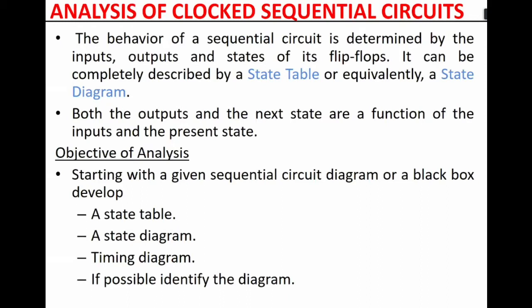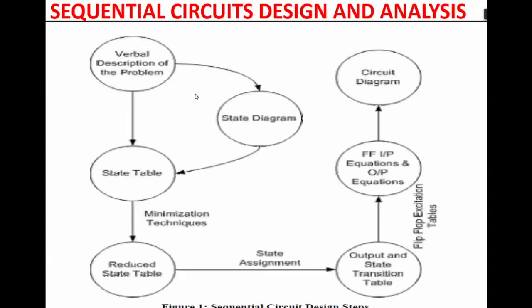So when you are told to analyze a sequential circuit, what do they want? They will give you a circuit diagram or a black box, and then you need to develop a state table, a state diagram, sometimes a timing diagram, and identify the circuit. Sometimes you might need to go further and tell the people the problems with the designed circuit. That is why we've got things like races and hazards. We'll look at them later, but they are more in asynchronous circuits.